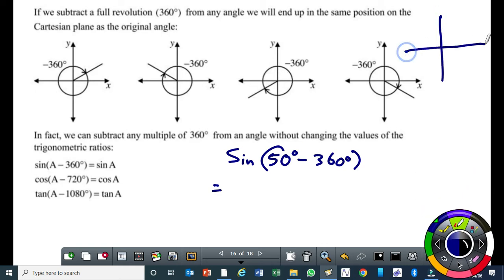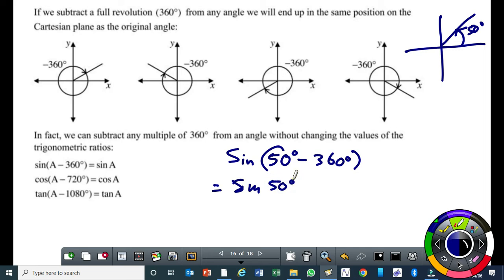So I'm in the first quadrant. My angle there is 50 degrees. And if I'm going clockwise 360 degrees, what that means is I'm moving from here all the way up to the same angle. You following what I'm saying? So if you move 360 degrees clockwise from 50 degrees, you come back to 50 degrees. So sine of 50 degrees minus 360 is the same as sine 50 degrees.